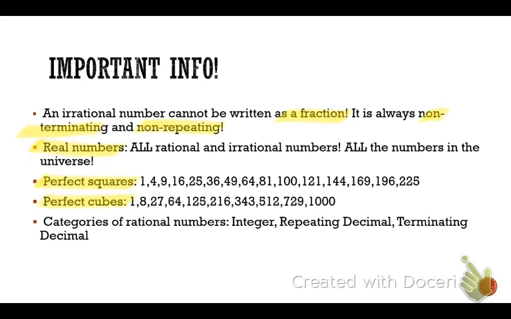I'm not going to recite them because it'll just sound like a chant. But here they are. Now, we're going to refer back to these in today's lesson, so it'll be good practice for you in memorizing them. My categories of rational numbers, we just talked about this in the last slide: integers, repeating decimals, and terminating decimals.